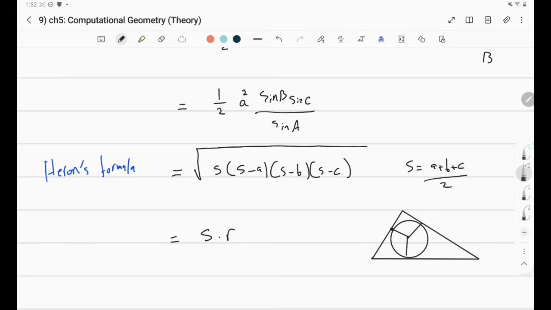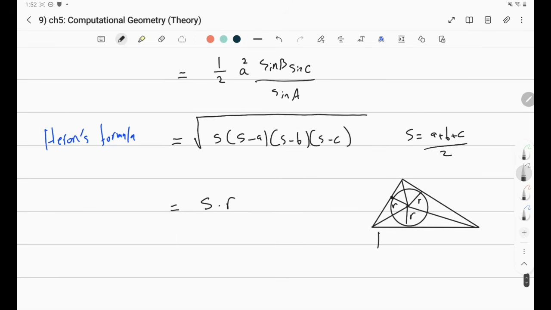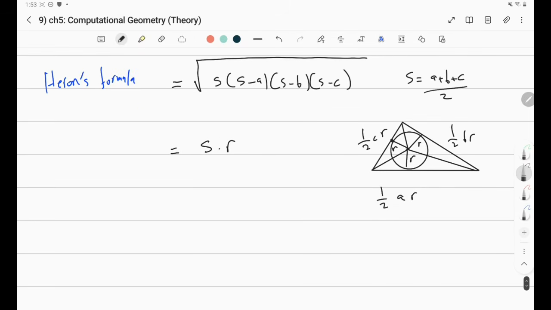Now you can easily see that you can just cut this into 3 triangles. This is r, this is r, this is r, so you know the height for each one. So this triangle here is just going to be half a r, this one half b r, this one half c r. So if you just add them up, it's going to be half r times (a plus b plus c), which is just s times r. So that's the proof for this one. Okay, so nice. So now we got r involved.